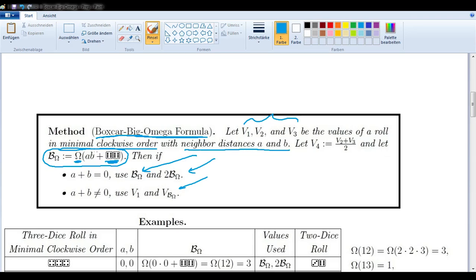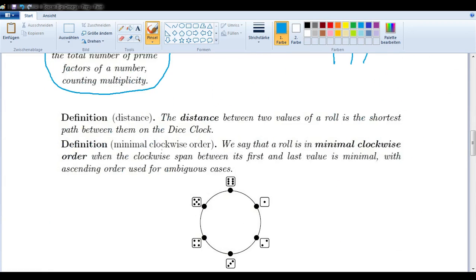So minimal clockwise order is just a way of putting our roll in order. This is the crux of the matter, actually. If we can put our values in a good order and in a convenient order, in a useful order, then the rest of the problem becomes quite easy. So let's take a look at what minimal clockwise order means.